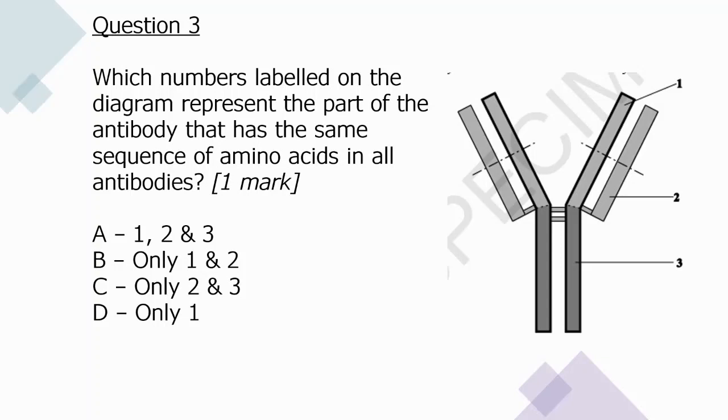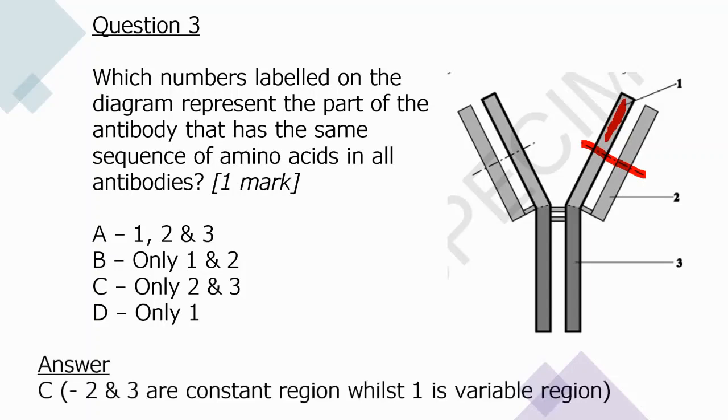So if we have a look at the diagram, we can see that number 1 is pointing to the top of this chain. So if you have a look at this marker here, we can see that this part is part of the variable region because this is what changes based on the specific antigen. So therefore, we can identify that 2 and 3 are actually part of the constant region. So therefore, our answer is C.